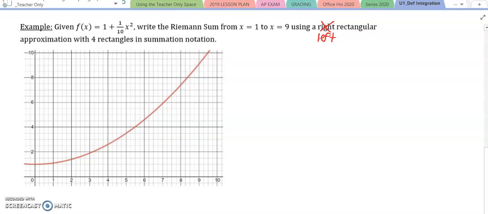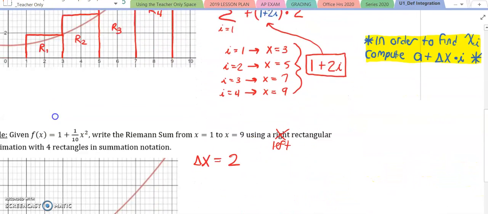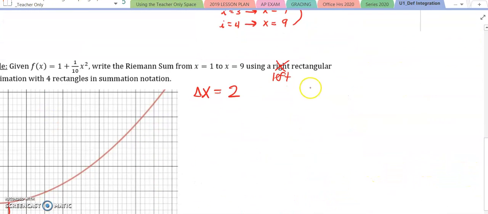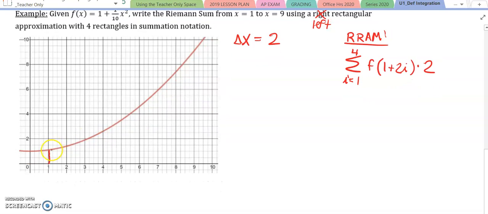So to give us a little perspective here in drawing this, we know that the delta x in this case is still going to be equal to 2, as we did in the previous example up top here. So just as a recap, we have the delta x equal to 2. We are going to write the right Riemann sum approximation method here. And just to remind ourselves what that is, it's the sum from i equals 1 up to 4 of f of (1 plus 2i) times 2. So we'll leave that there and come back and talk about it in a moment.